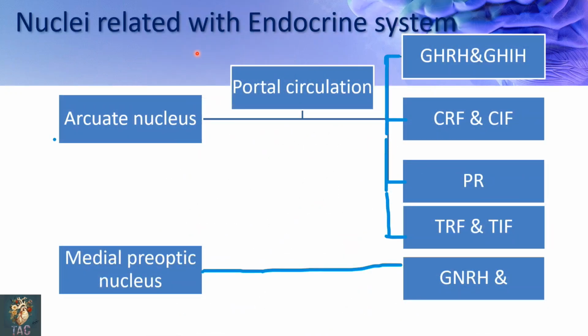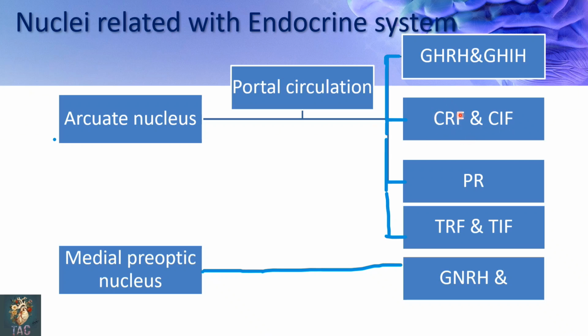So next are the nuclei which are related with the endocrine system. These are the arcuate nucleus and the medial preoptic nucleus. The arcuate nucleus releases its factors via portal circulation. These factors are the gonadotropin releasing hormone and gonadotropin inhibiting hormone, which affect the gonadotrophs present in the anterior pituitary and stimulate or inhibit the gonadotrophs. Similarly, these arcuate nuclei release the corticotropin releasing factor and corticotropin inhibitory factor.